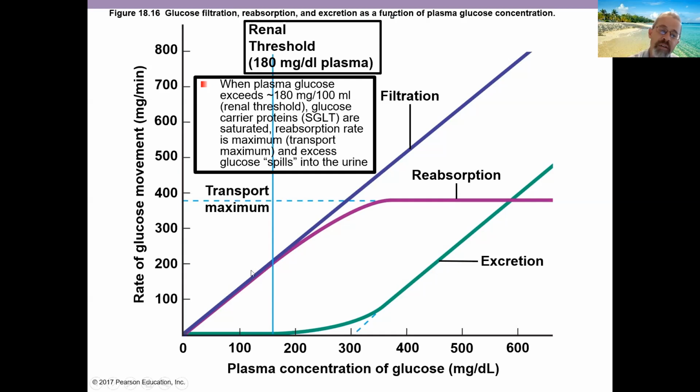Filtration, the rate of filtration of certain substances stays the same, but what varies in this case is the reabsorption. The higher the concentration of a substance, it reaches a point where it can't reabsorb anymore, and it starts to level off because it's saturating the carriers and it's tending to spill into the urine, thereby having what we call excretion.